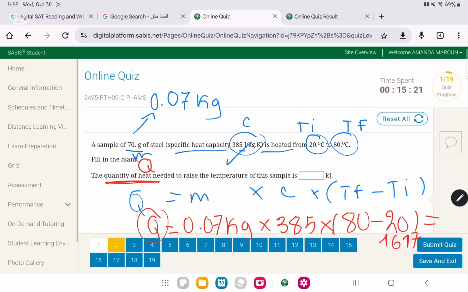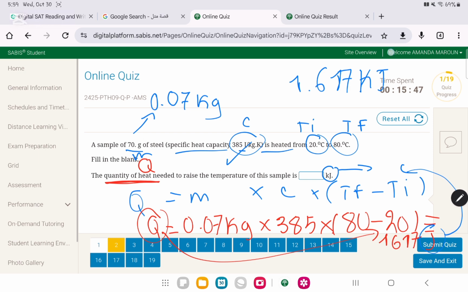And always the quantity Q is in joules. But pay attention, what do they need? They need it in kilojoules. So very simply, to change from joules into kilojoules, we are going to divide our answer by 1,000. So now we get 1.617 kilojoules. So definitely, we're going to round it.